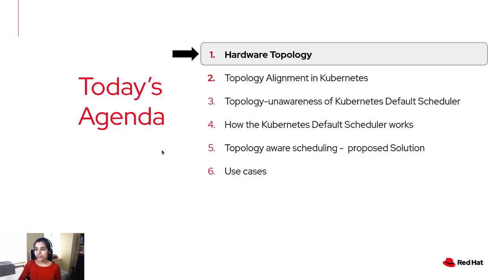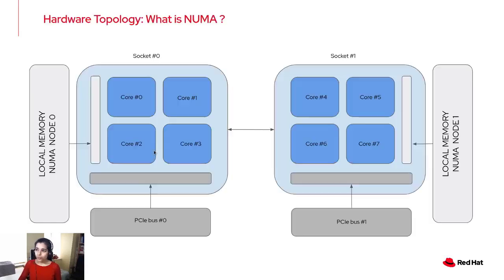So let's look into the first item, hardware topology. What is NUMA and why is NUMA alignment important? NUMA stands for Non-Uniform Memory Access. It is a technology available on multi-CPU systems that allows different CPUs to access different parts of the memory at different speeds. Any memory directly connected to a CPU is considered local to that CPU and can be accessed very fast, as opposed to any memory which is not directly connected to a CPU, which is considered non-local.